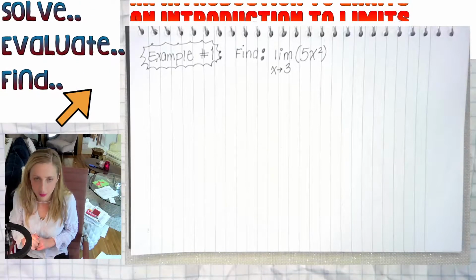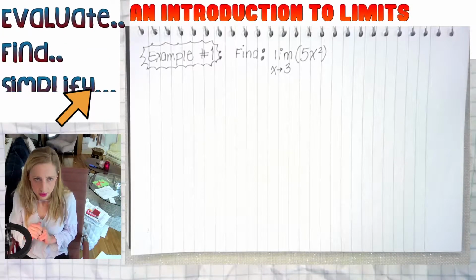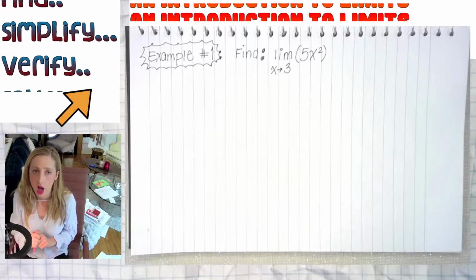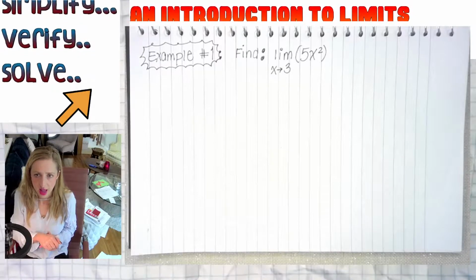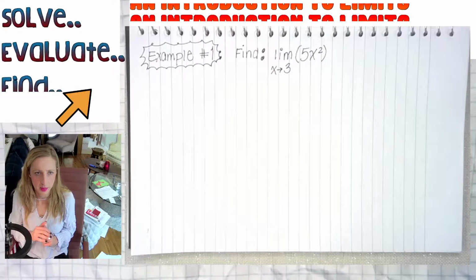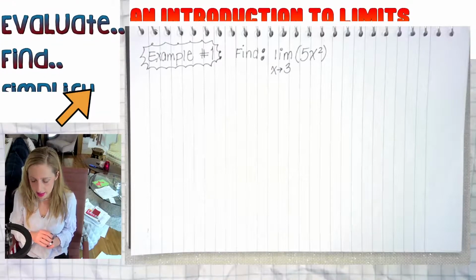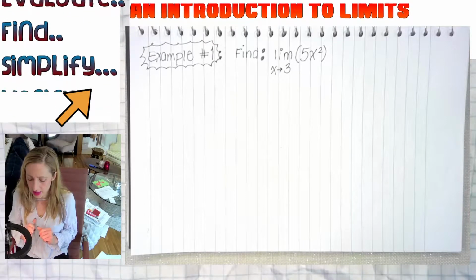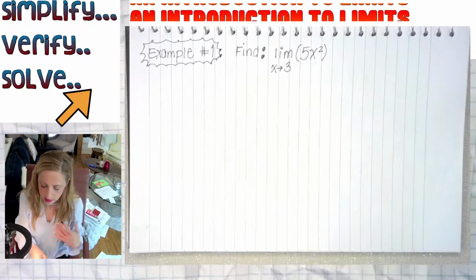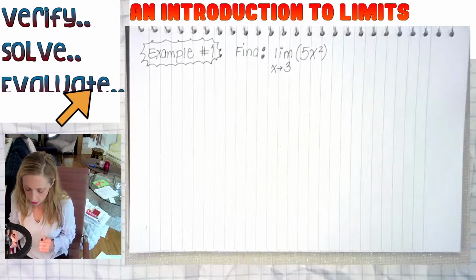Example number 1. Find the limit as x approaches 3 of 5x squared. So this one, baby example, very easy. Has great characteristics, things that we love about it. So first, I'm going to explain this example graphically, okay?